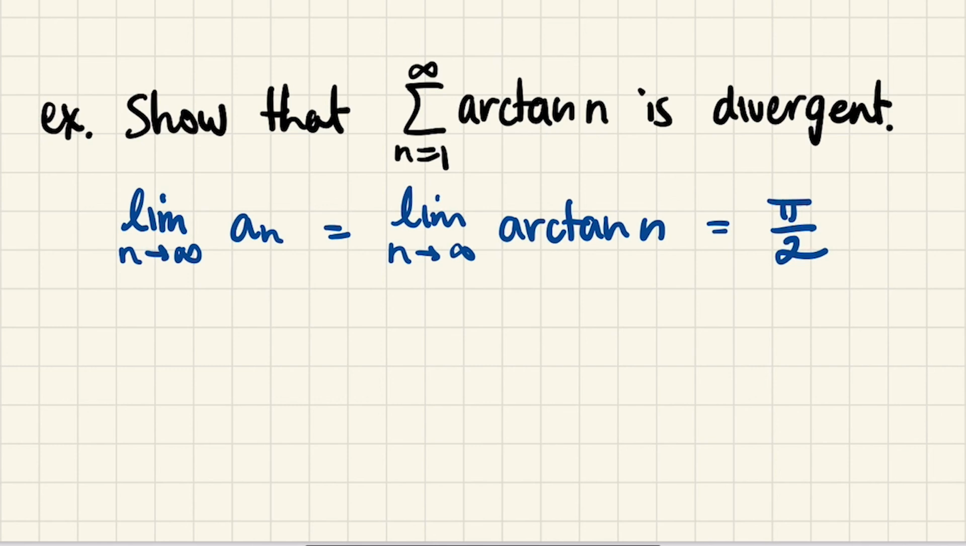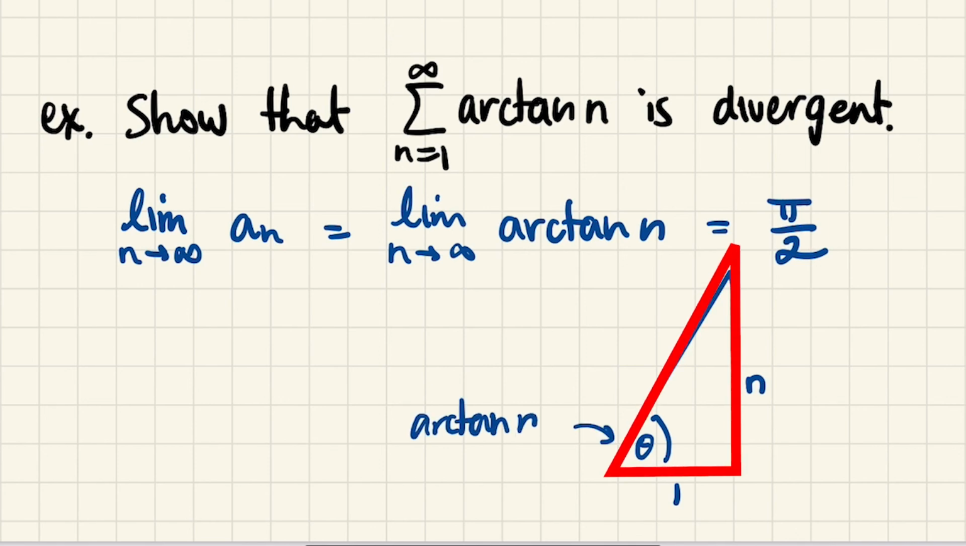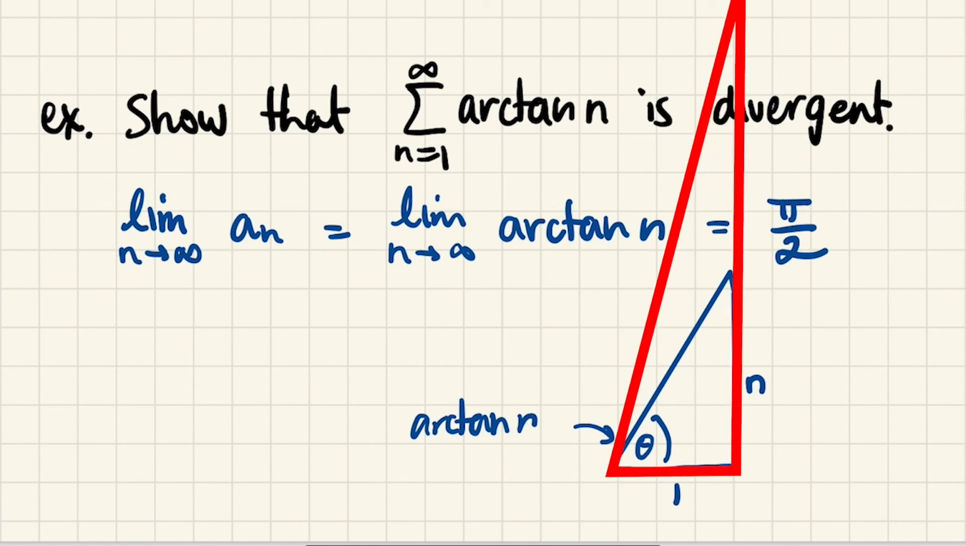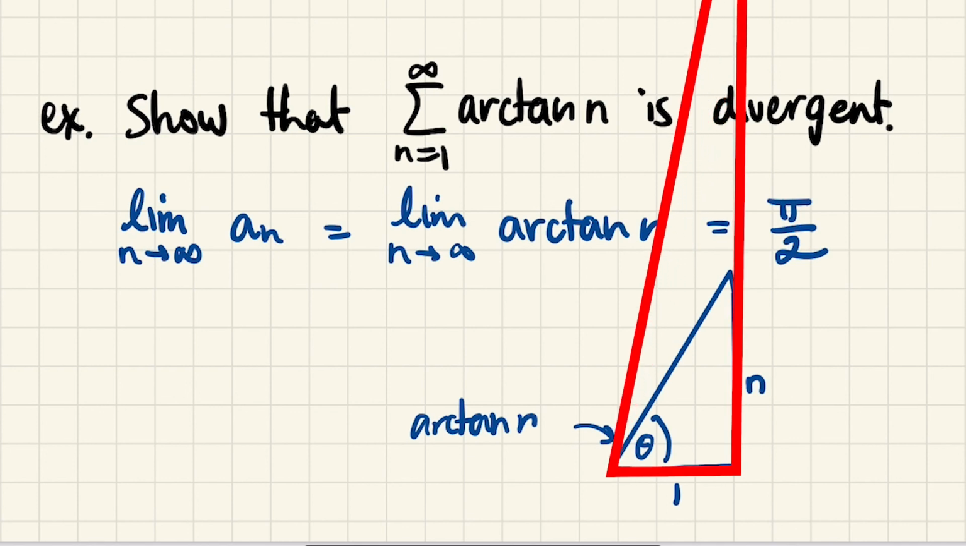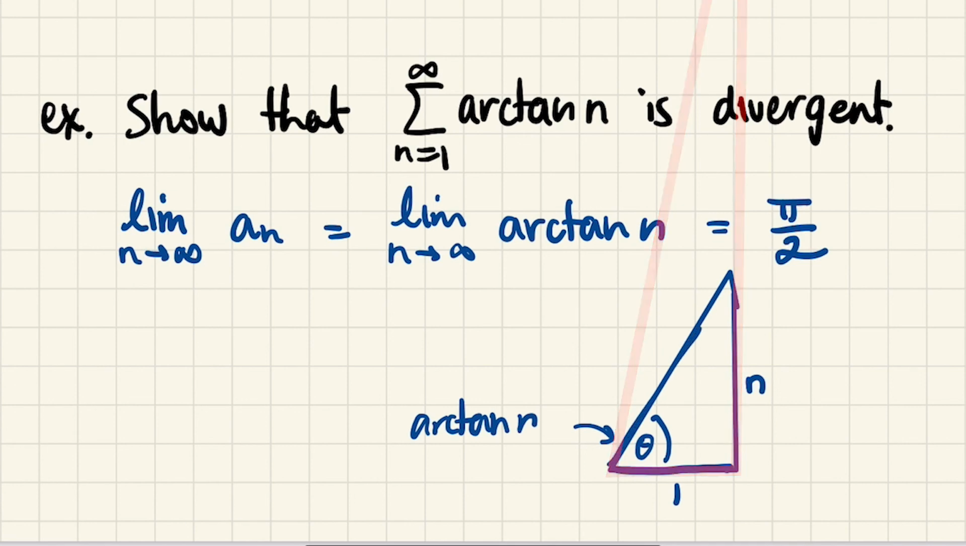A really neat way of seeing this is by imagining a triangle, and we're going to call this side length n, and we'll call this side length 1, which means that theta here is arctangent of n, right? So what happens as n goes to infinity? Now 1 stays a fixed length, but as n goes to infinity, what happens to that angle? The angle gets bigger and bigger and bigger. As n goes to infinity, that theta, the angle, approaches 90 degrees, or in radians, of course, pi over 2.